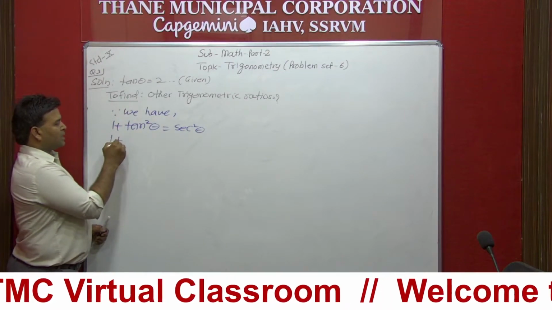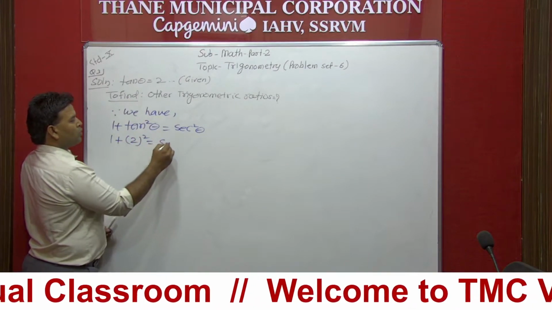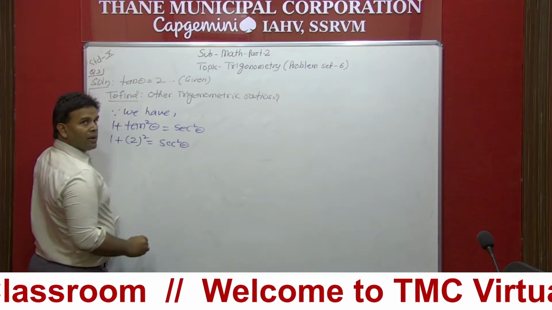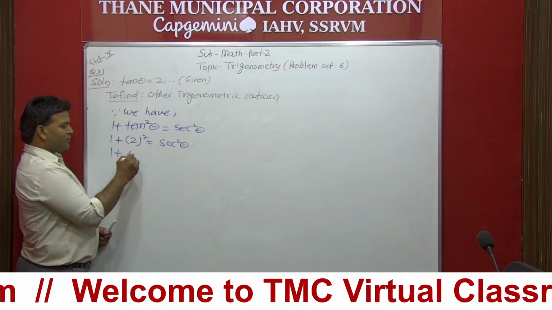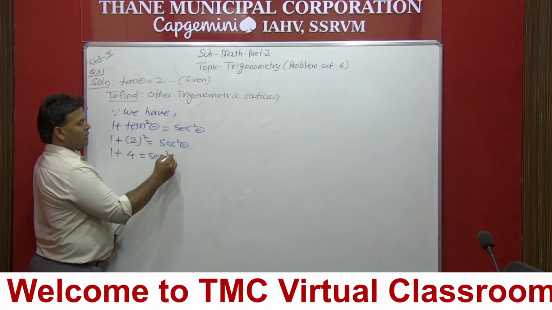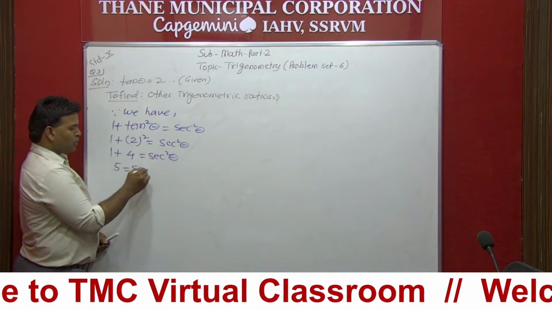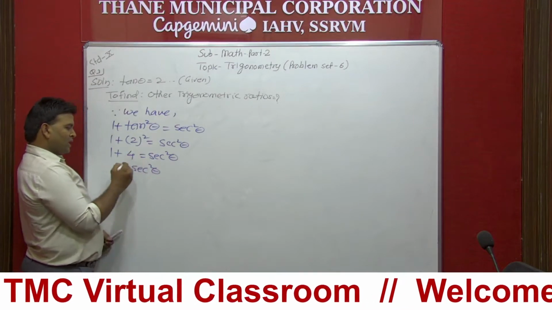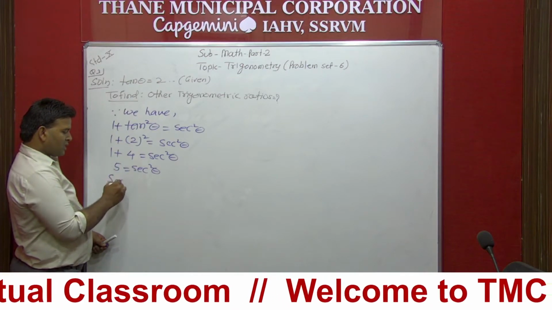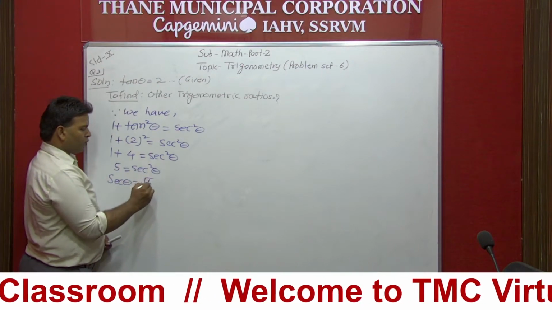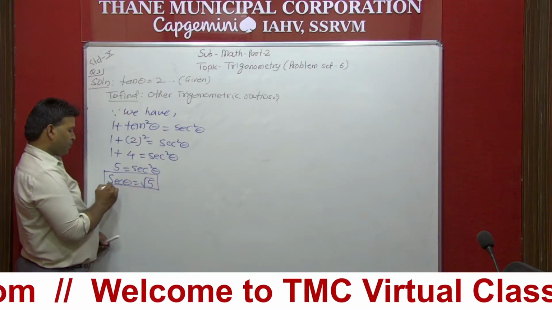1 plus tan's value is given as 2, so 2 square is equal to sec square theta. So what happened here? 1 plus the square of 2 is 4, that is equal to what? Sec square theta. This is going to be 5 is equal to sec square theta. We'll take the square this side, so I will form the root. So here sec theta is equal to root 5. Here I got the value of sec theta.